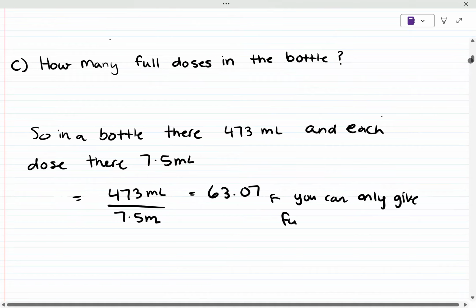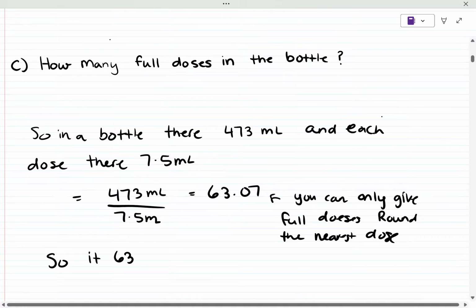full doses. Round to the nearest dose. So it's going to be 63 full doses.